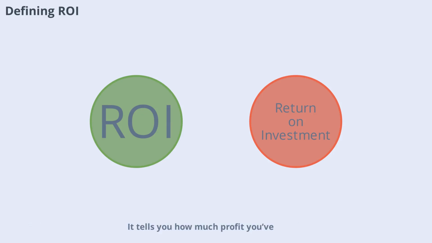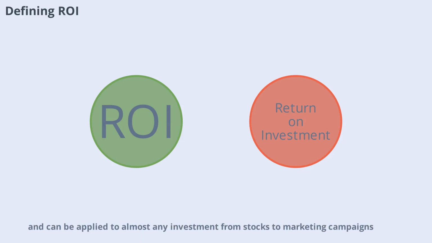Return on investment, or ROI, is a key performance measure used across industries. It tells you how much profit you've made compared to the amount you originally invested. Think of it as a way to measure the bang you get for your buck. ROI is especially useful because it's straightforward and can be applied to almost any investment, from stocks to marketing campaigns. By understanding ROI, you can quickly compare different opportunities and make informed choices about where to put your resources.